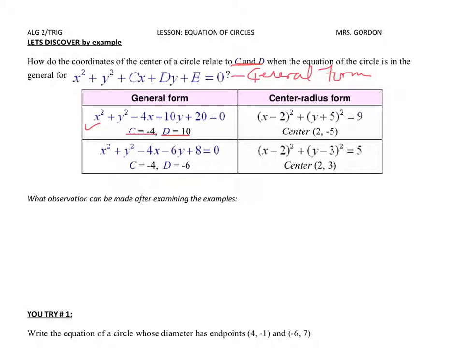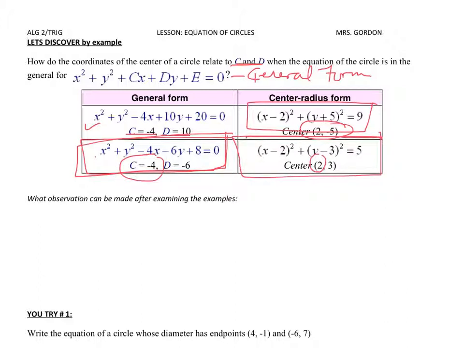And then if we write it out, this is what we have, right? In example 1, and if we look at the center radius form, notice the center is 2 and 5. If you look at this one now, and then you look at this one, what do you notice about C and H and D and K? So if we look at it carefully, I want to see if anybody can get it. So pause and see if you guys could get it.